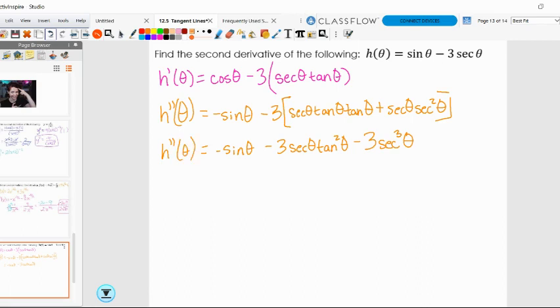By the way, I couldn't help myself. I did go look at my Pythagorean properties to see if I wanted to change this tangent squared. But it would have been like a 1 minus secant squared theta. And then when we distribute the negative 3 secant theta to it, it doesn't end up looking any more simplified per se. So I just left it right here. But in case you were thinking about it, we could consider it. There are equivalencies with our properties and identities.